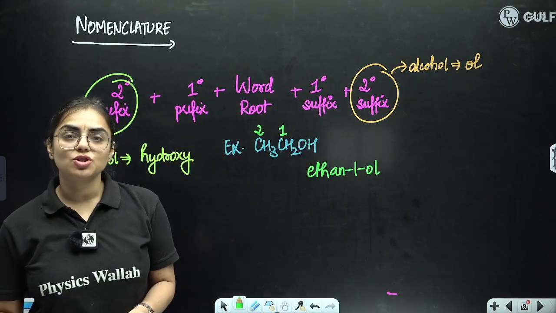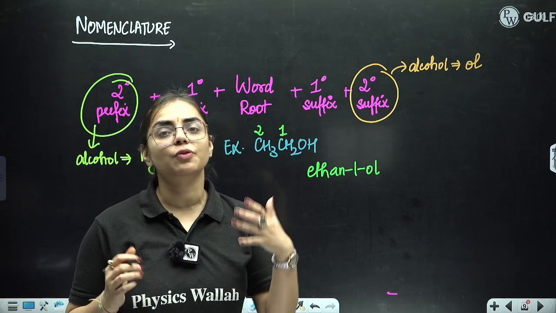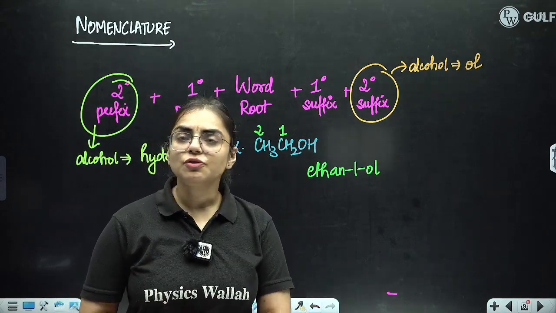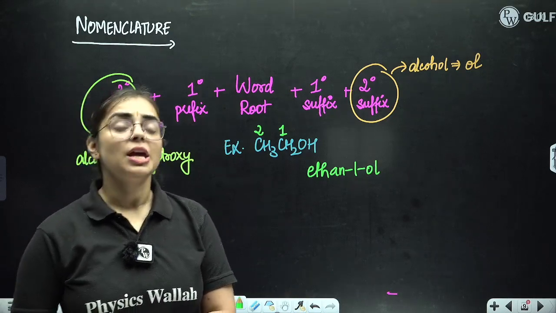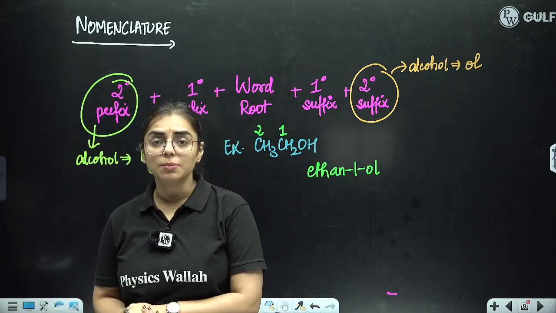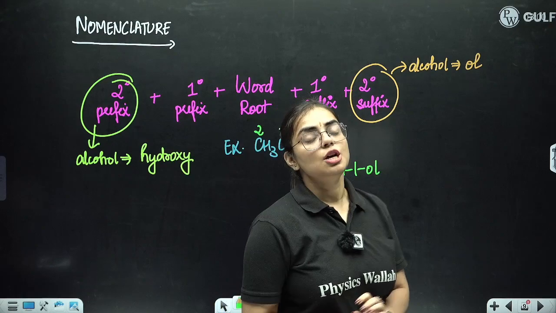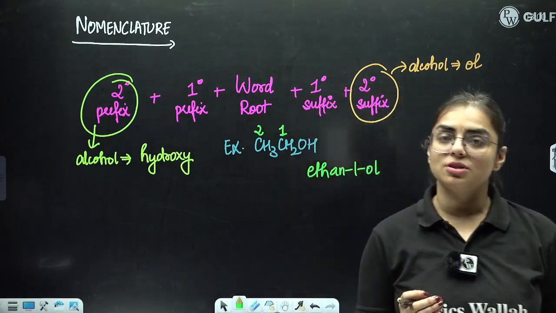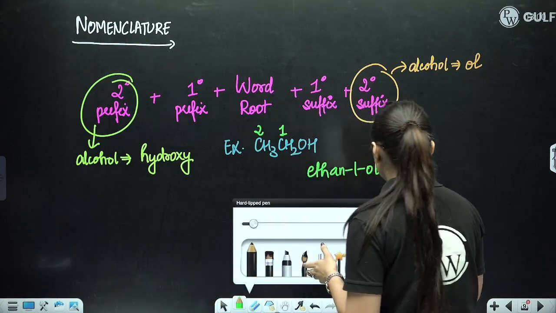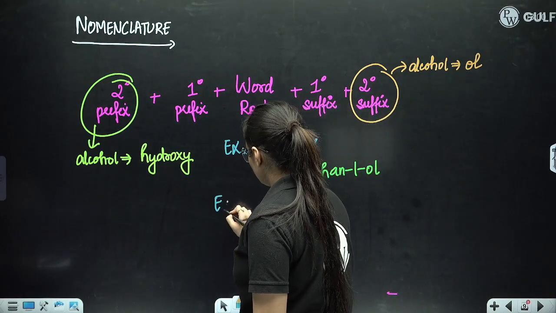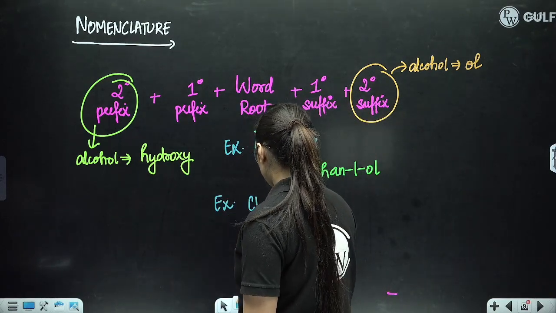Remember, we need to mention the number at which the functional group is attached. But in general, if they are directly writing ethanol, it is directly telling you that it is present on the first carbon atom. When they are not mentioning the number, that means they are telling you that the functional group basically is attached to the first carbon atom. Clear with this part, everyone? So this is your very first case. Let's see the next one. Let's take one more example.